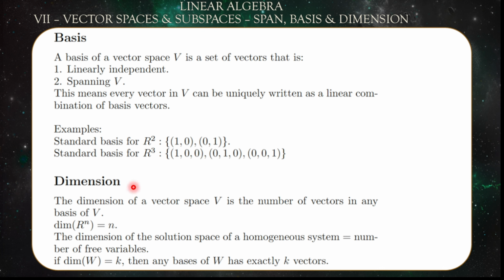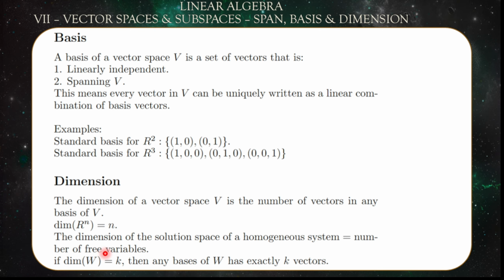Dimension. The dimension of a vector space V is the number of vectors in any basis of V. Okay, this is the dimension. So the dimension of the solution space of a homogeneous system is equal to the number of free variables.